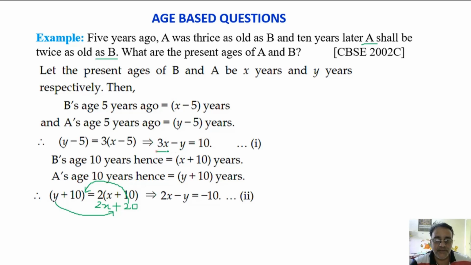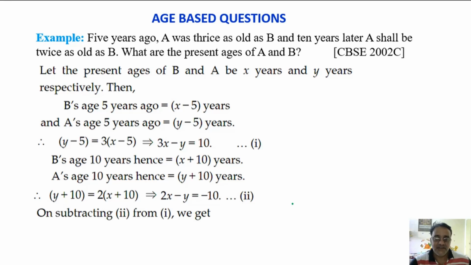अब ये दोनों equation में कोई coefficient same है? Yes, sir. कौन सा? Y. And the sign is also same. So we will subtract. So subtract करेंगे तो कितना मिलेगा? ध्यान से देखो, मैं यहाँ पे बता रहा हूँ. So sign change हो जाएगा. If you subtract, the sign will change. These two will be cancelled. And 3x minus 2x is x. X is equal to 20. Right, x is equal to 20.